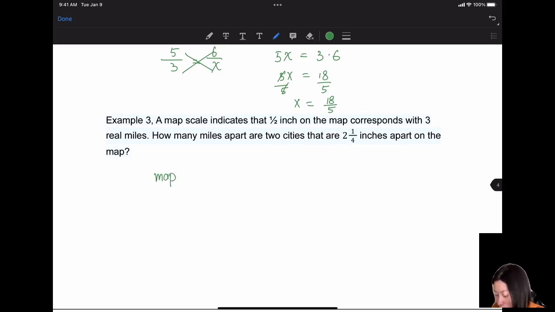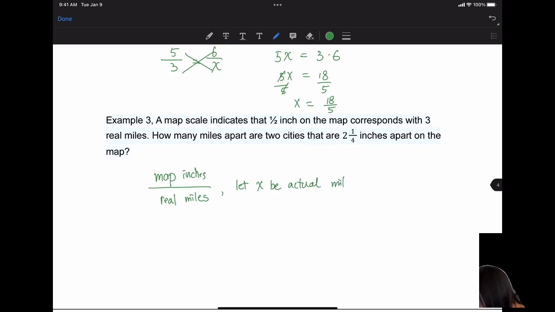So the map scale, inches over the real miles apart. Okay, that's the rate, that's the ratio that we have, and we know that this is equal. And then we also need to introduce the variable x to represent the unknown quantity. So we can say let x be the actual mileage between two cities.